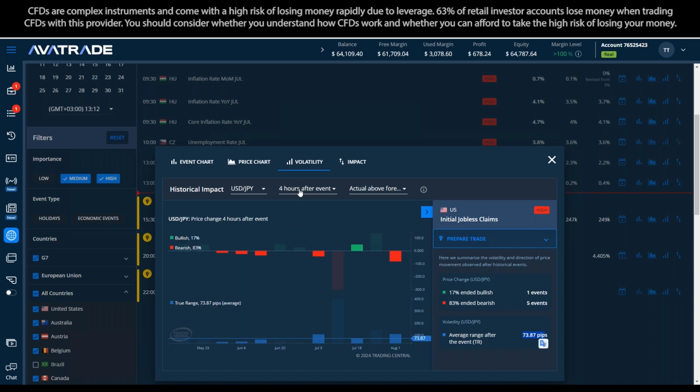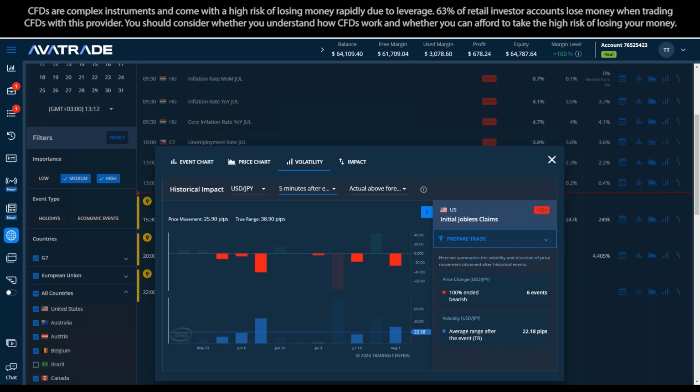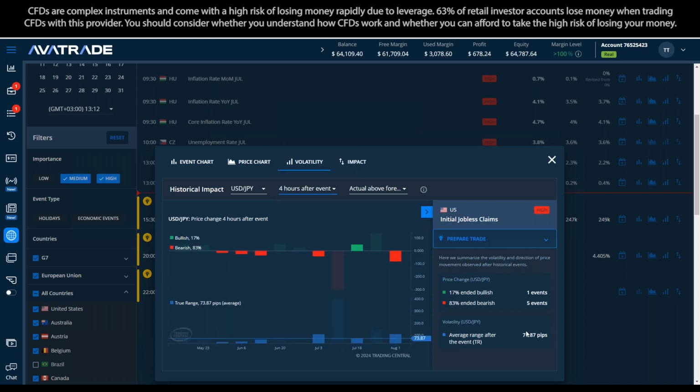Okay, and you can look and say, well, that's after the numbers come in. How do I get my trade off? Well, in the first 5 minutes, you see the average range movement is 22 pips. After 4 hours, average range movement over 73 pips. Okay, it's the same in the upward direction.